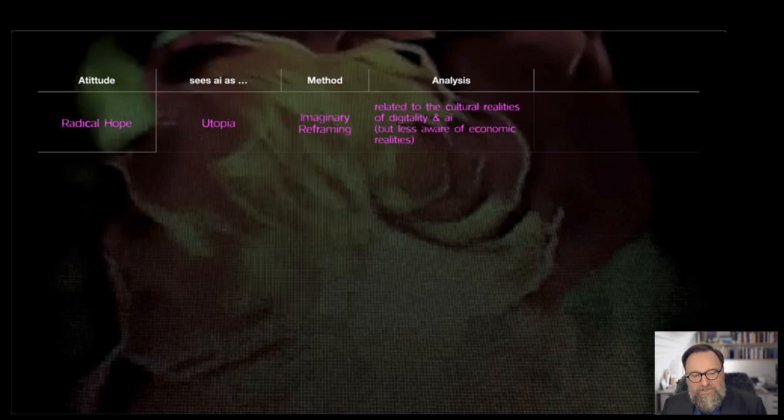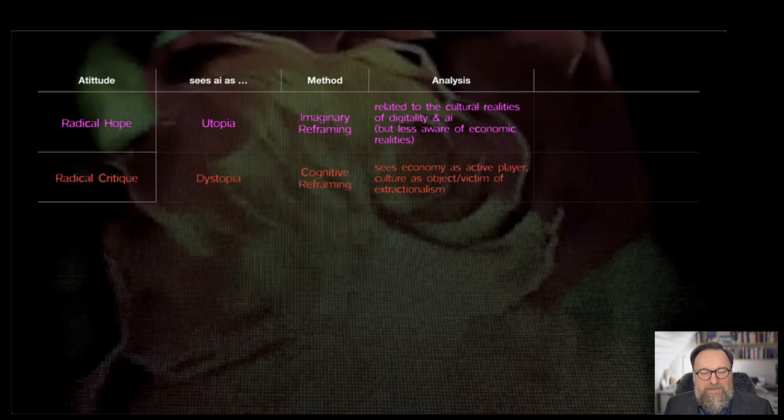What have we learned? So just a very quick systematization. The attitude of radical hope sees AI as a utopia, and the method is imaginary reframing, and it's related to cultural realities very much, but less aware of economic realities, I would say, critically. And then we have the radical critique, the dystopia. Cognitive reframing is the method to critically think about something, and it sees economy as an active player and culture as an object, or victim rather, of extractionalism, which has to be saved.